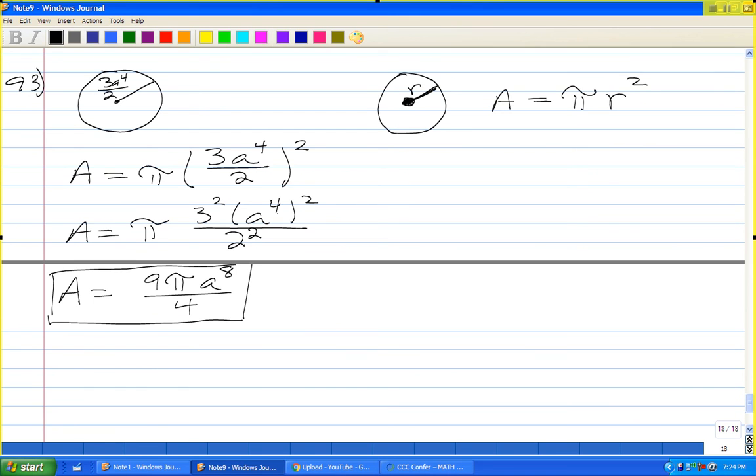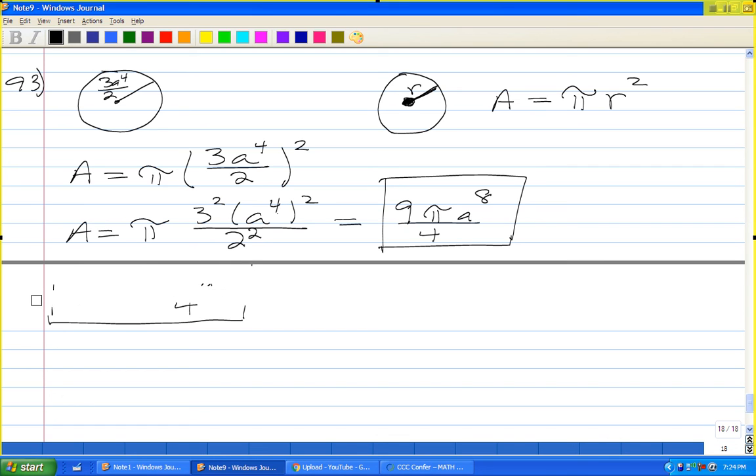90, let's see, that's the last one of this section. Yes, so that's the last problem in this section. Maybe I should have just written it here: 9 pi a to the 8 over 4. So it doesn't have to go to another page. So that finishes off section 5.1.